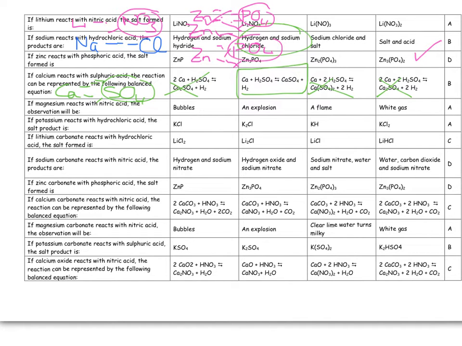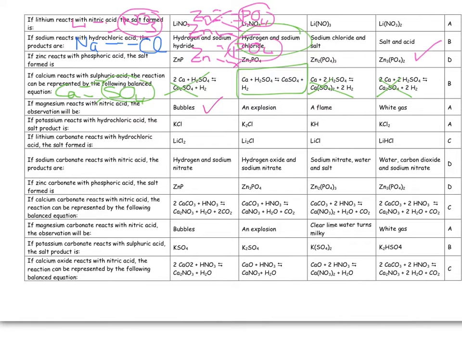Yay! If magnesium reacts with nitric acid, I've again got a metal and an acid, so it's going to give me a salt, plus I'm going to get hydrogen. So what will I observe? I will observe bubbles. Those bubbles would only explode if I brought a flame next to them. I don't just observe an explosion randomly.